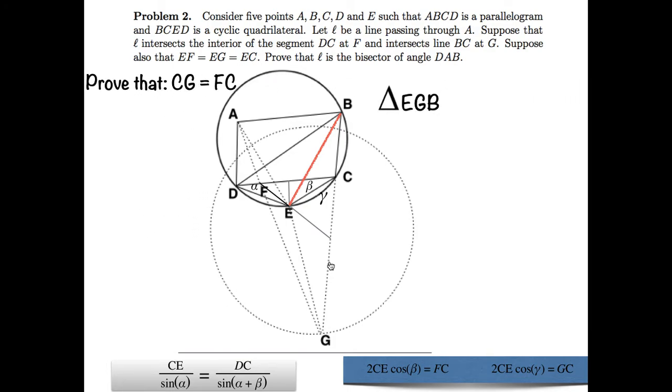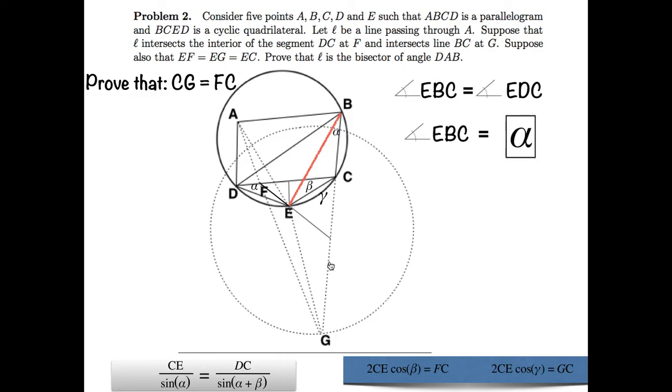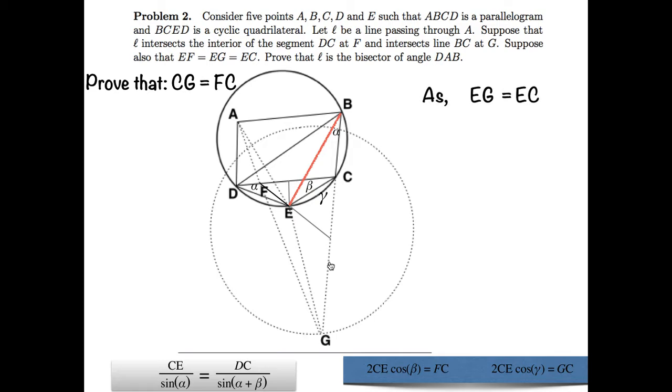In triangle EGB and in triangle EDC, angle EBC is equal to angle EDC, which I have said lies on the same arc, and angle EBC is equal to alpha. When they are equal, as EG is equal to EC by the equation, angle EGC will also be equal to gamma.